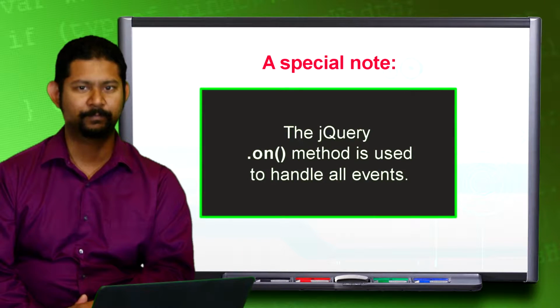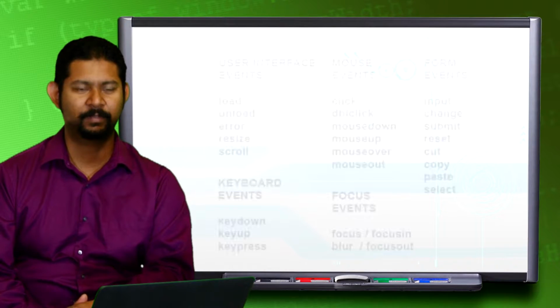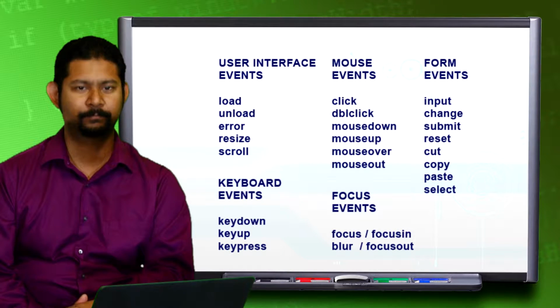A special note, the jQuery.on method is used to handle all events. jQuery is handling all the cross-browser issues we saw in the last chapter. Please look at this chart. As you can see, there are many jQuery events. So let's dive in and start using jQuery.